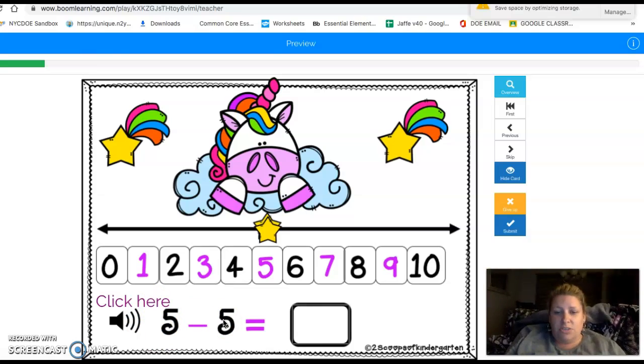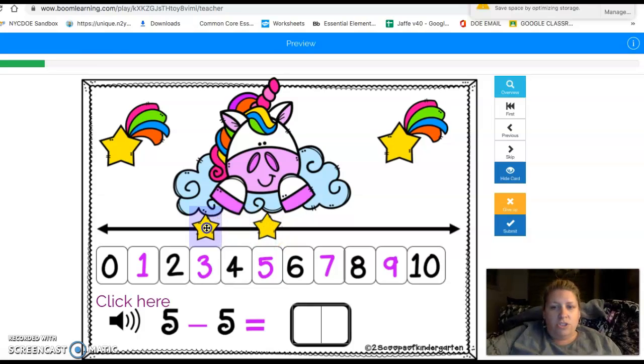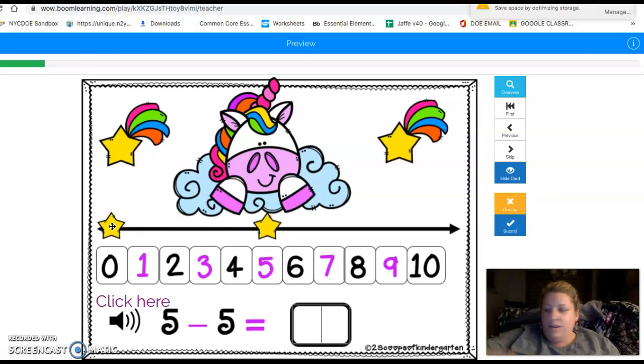So our next subtraction problem is 5 minus 5. How many objects do we need? You're right, 5. So everyone count 5 objects with me. 1, 2, 3, 4, 5. So you have 5 objects in front of you. Now we have to take away our minus 5. Let's do it first on the boom card. 1, 2, 3, 4, 5. Now let's take away our 5 objects. 1, 2, 3, 4, 5.